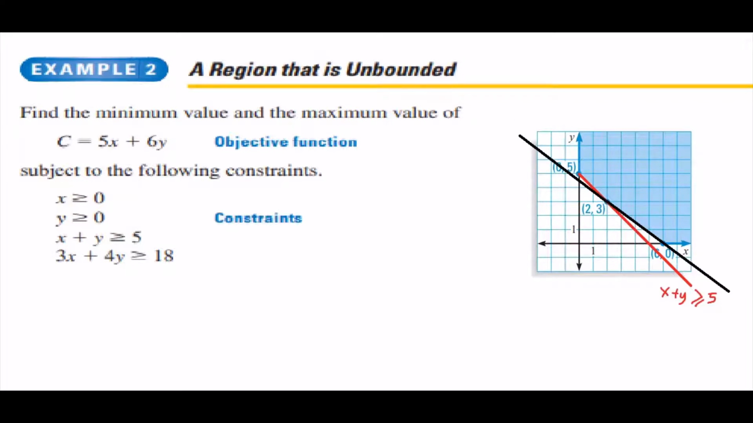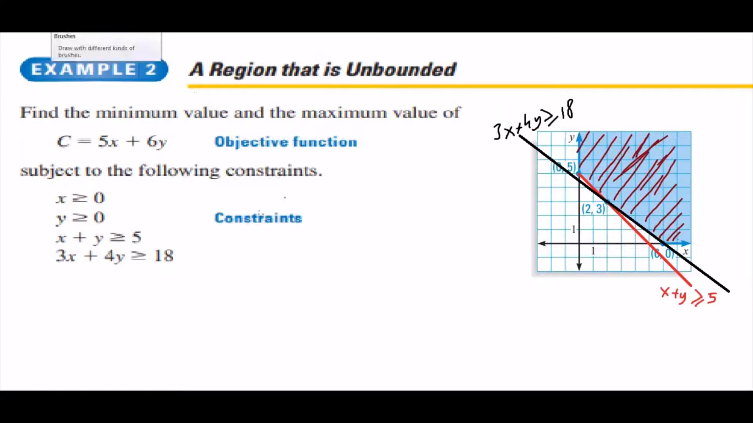So this is our 3x plus 4y is greater than or equal to 18, and x is greater than or equal to 0 and y is greater than or equal to 0, so it is our first quadrant. So this is our feasible region, but it is unbounded. We have a minimum, but we don't have a maximum, because as we go further up, we still get some value for the objective function, and there is no limitation up here.